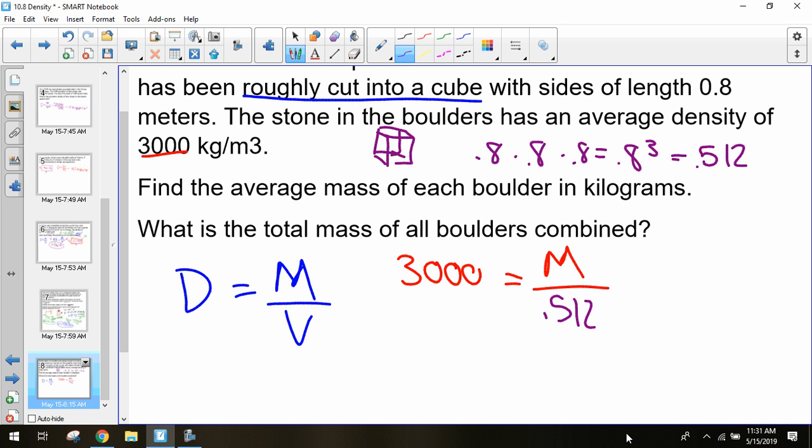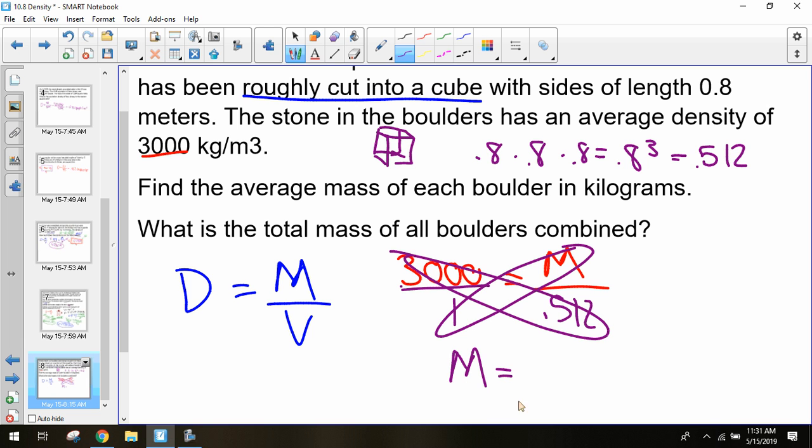In order to solve, you can either put this over 1 and cross multiply, or just multiply 0.512 over. And that should give us our mass of 1,536 kilograms for each single boulder. And all we have to do is take that and multiply it by 98 to get the total mass of all the boulders combined.